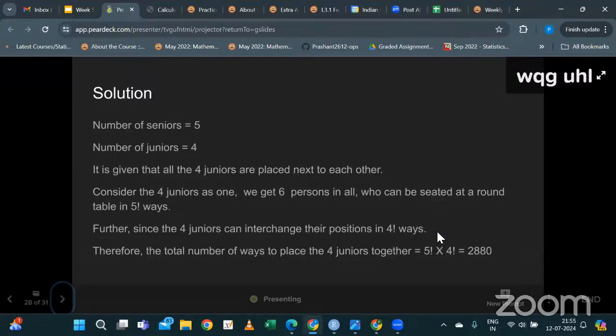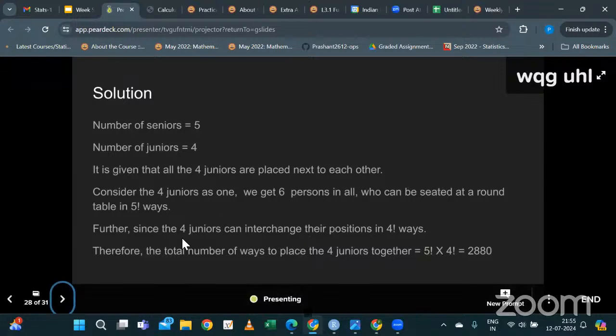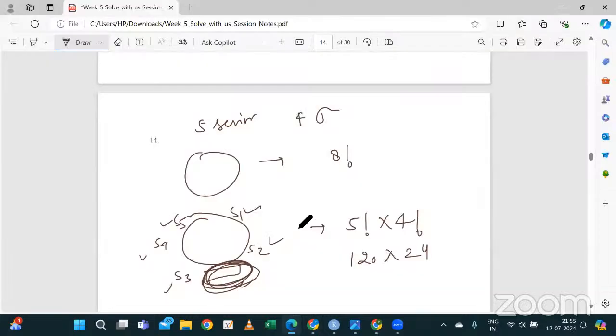Is this clear to all of you? Any doubt? Sir, I didn't understand, I got it wrong. Can you just explain once more, sir? Where are you not getting it? Sir, actually, I did it with nPr. Sir, can you explain what you are doing with 4 factorial?